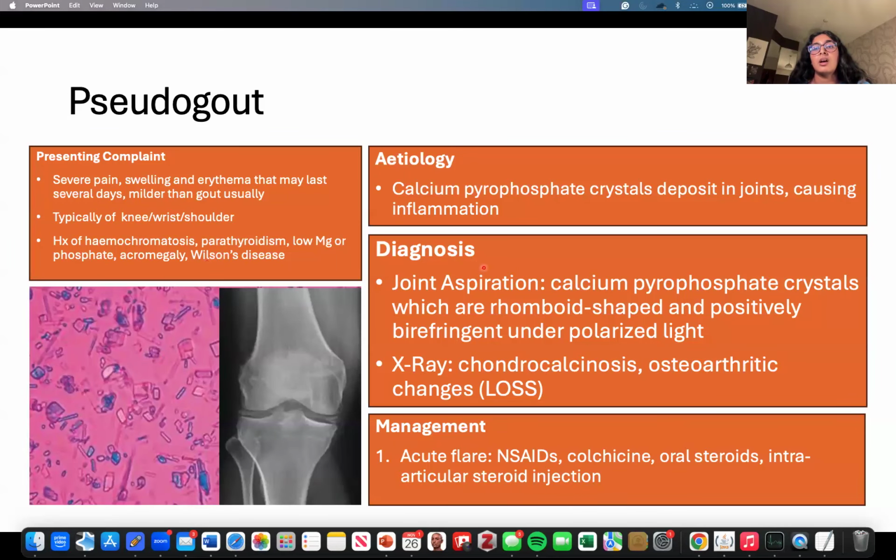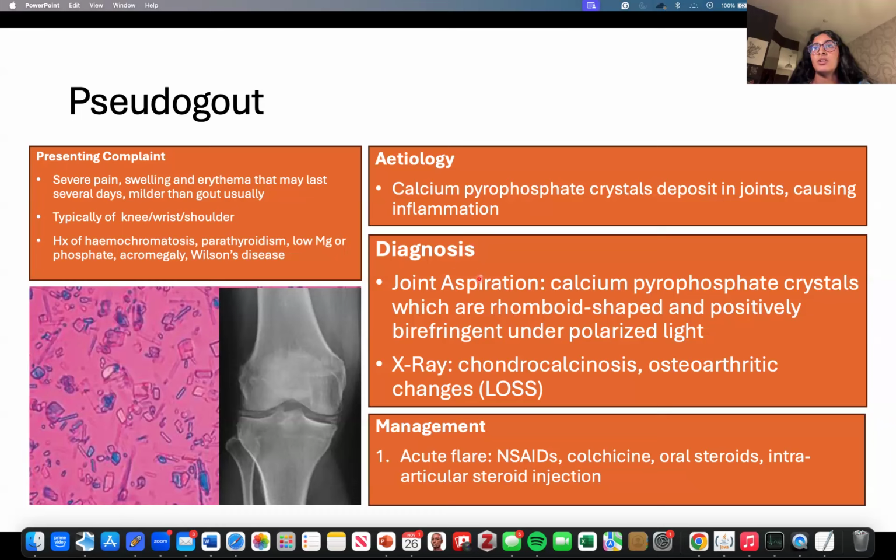So pseudo-gout: severe pain, swelling, erythema, pretty similar to gout, but can be milder. Same sort of location, but you're not normally going to see it in the first MTP. History of some of these conditions that might cause high calcium. Etiology is calcium pyrophosphate crystals deposit in joints. This is important to know because there's loads of calcium compounds that come up in medicine. Calcium pyrophosphate is what we're thinking about in pseudo-gout.